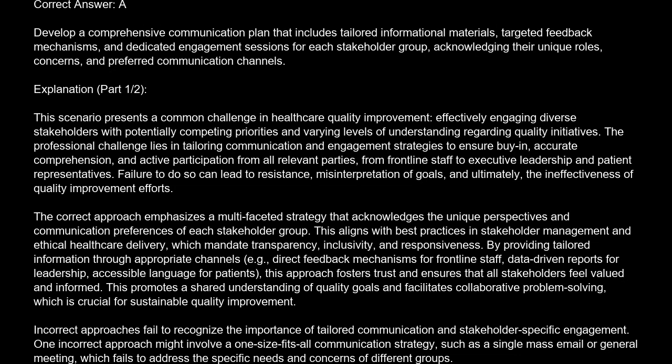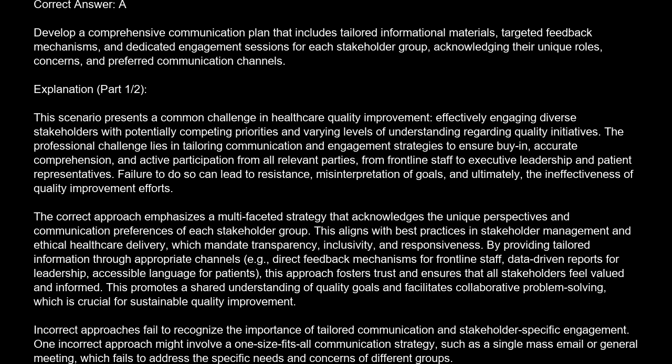The correct answer is A. Develop a comprehensive communication plan that includes tailored informational materials, targeted feedback mechanisms, and dedicated engagement sessions for each stakeholder group, acknowledging their unique roles, concerns, and preferred communication channels. Explanation. This scenario presents a common challenge in healthcare quality improvement, effectively engaging diverse stakeholders with potentially competing priorities and varying levels of understanding regarding quality initiatives.